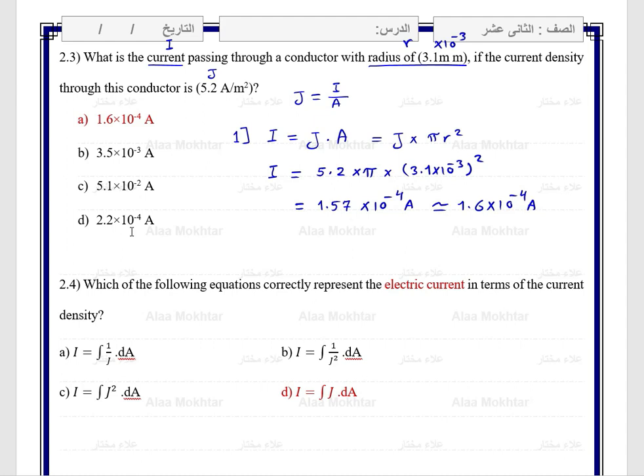Number 4. Which of the following equations correctly represents the electric current in terms of the current density? It's an equation you must know. I equals the integration of J dA. I is the integration of J dot dA.